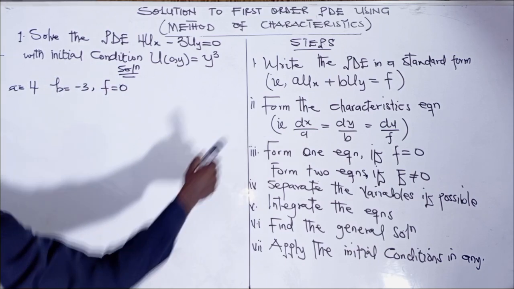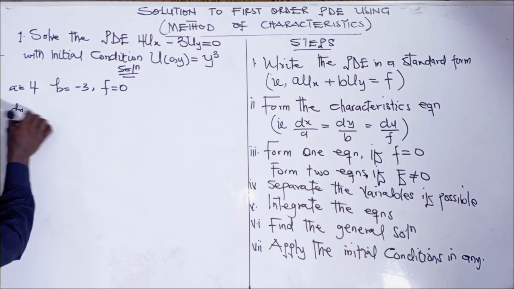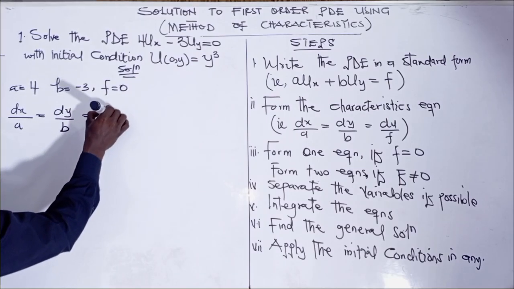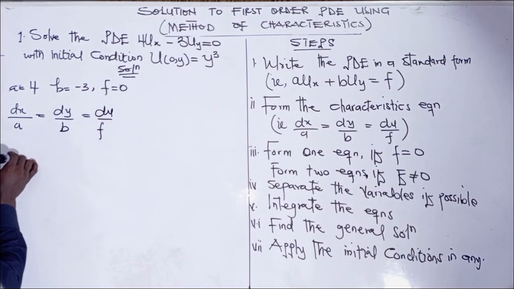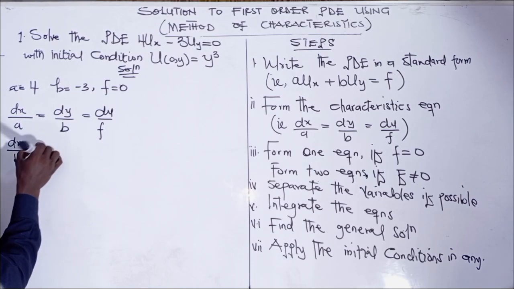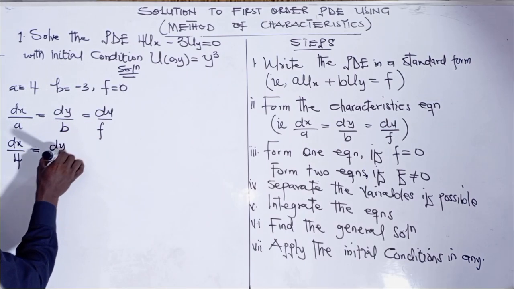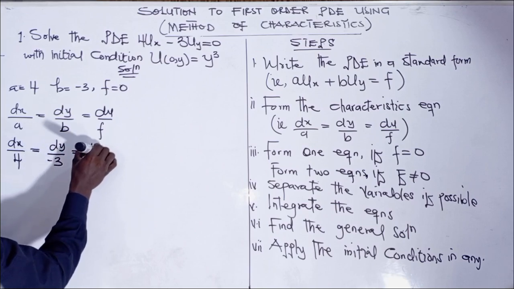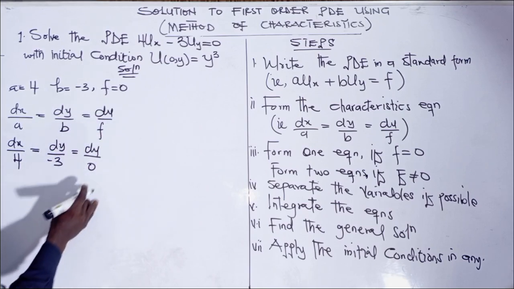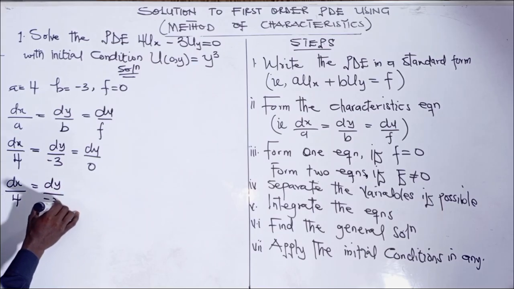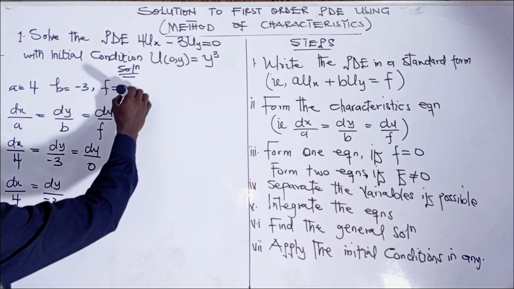So once we have this, we form the characteristic equation. So we have dx all over A is equal to dy all over B is equal to du all over F. So we have dx all over A, our A is 4, is equal to dy all over B, our B is minus 3, so we have dy all over minus 3. And then we have du all over F, our F is equal to 0. Since F is equal to 0, we have only two equations left. That is dx all over 4 is equal to dy all over minus 3.